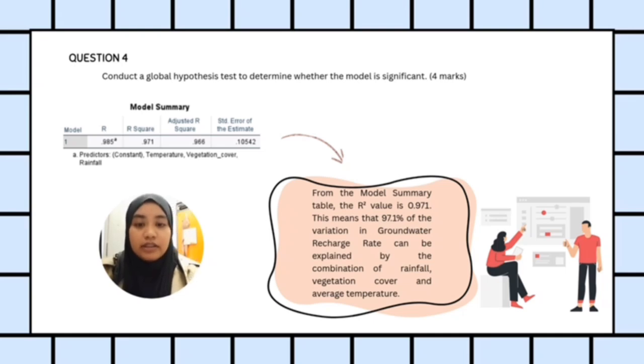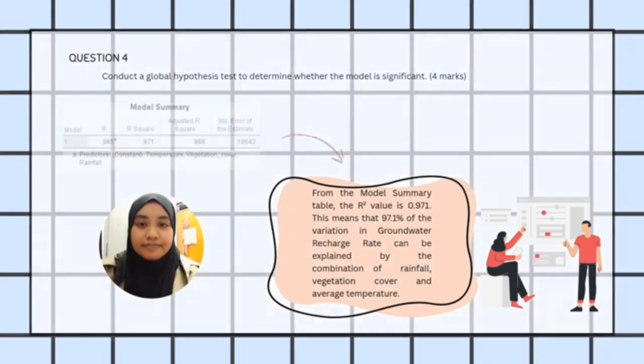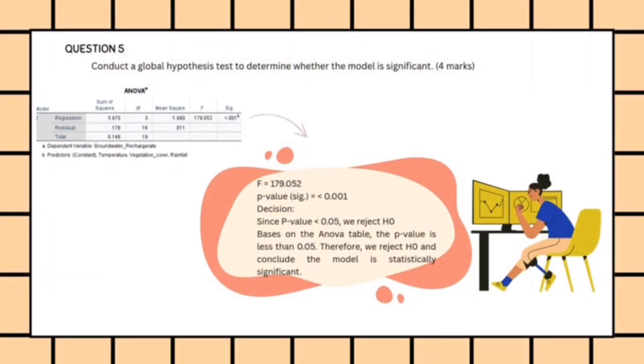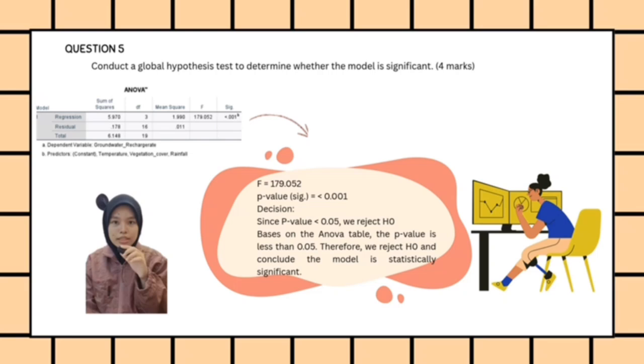To check if the model is significant, we usually do a global hypothesis test. Simply put, the null hypothesis says that all the predictors have no effect, and the alternative hypothesis says at least one of them does. Since our R2 is so high, we can confidently say that the model is significant and the predictors do help explain the change in the groundwater recharge rate.